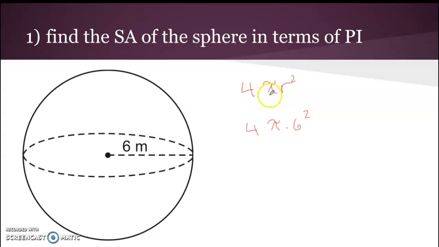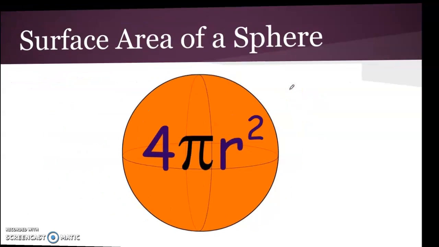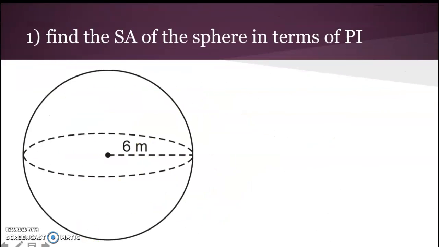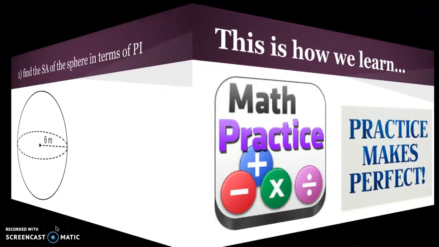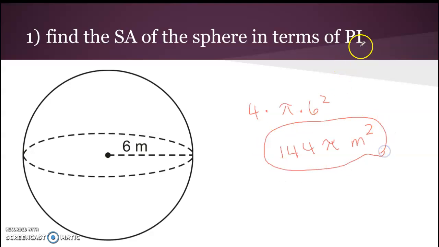So it's 4 pi r squared. Go back to your picture, it says 4 pi r squared, 4 circles. Let me just quickly rewrite it. So 4 times pi times 6 squared. So in your calculator, enter everything but the pi, and you should get 144 pi meters squared. In terms of pi, don't enter the pi in.